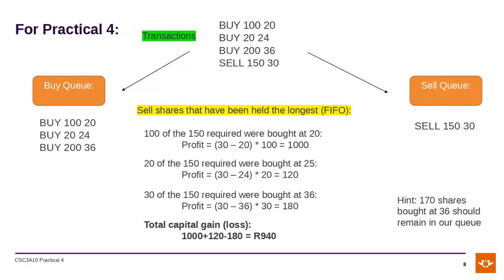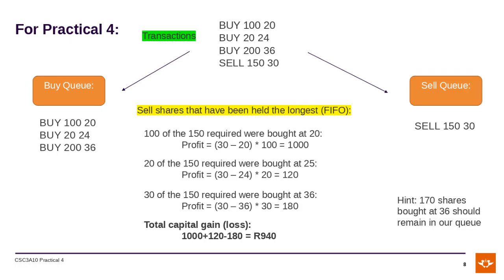Then we want to find out, did we make some money or did we lose some money? We're going to follow the rule of selling shares in the order that we have bought them. So we're going to sell the ones that we've held onto for the longest to satisfy our sell transactions. For this sell, we want to sell 150 shares at 30, whatever the monetary unit may be, let's say Rand.